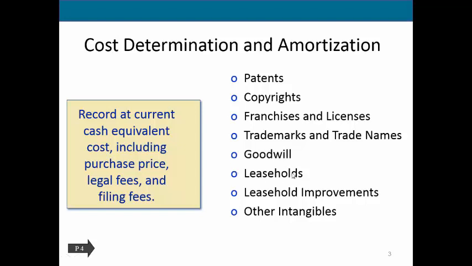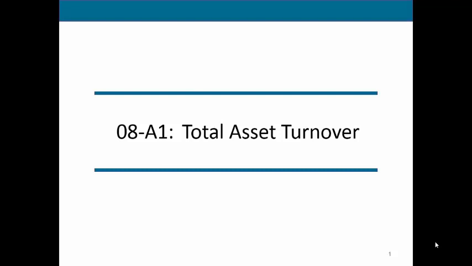So if it is an intangible asset with a finite life, meaning a defined life, you would simply use the same type of calculation that you used when we were doing straight line depreciation. We simply call it amortization rather than depreciation. Finally, we're going to end the chapter with a ratio. You should probably be used to ending these chapters looking at ratios by now. But our ratio here is going to be the total asset turnover.